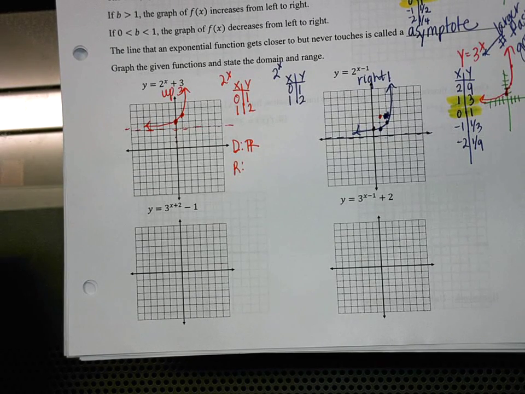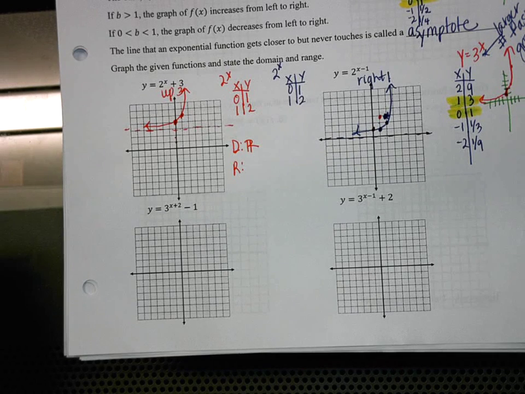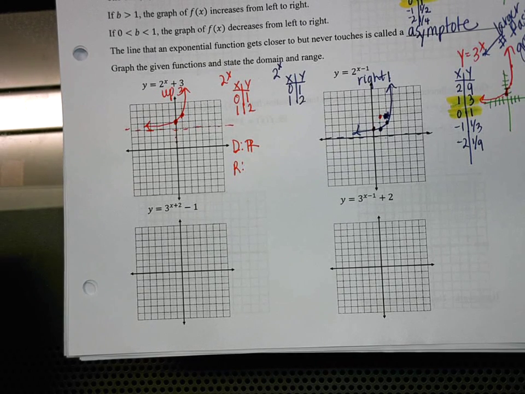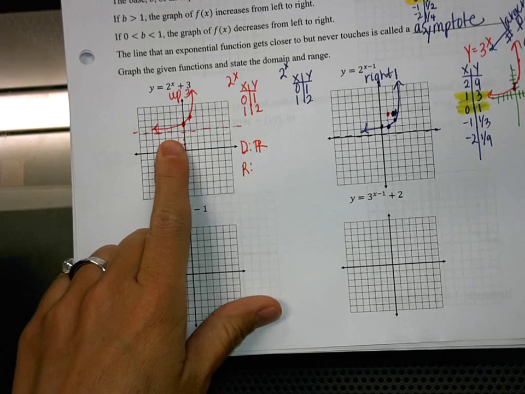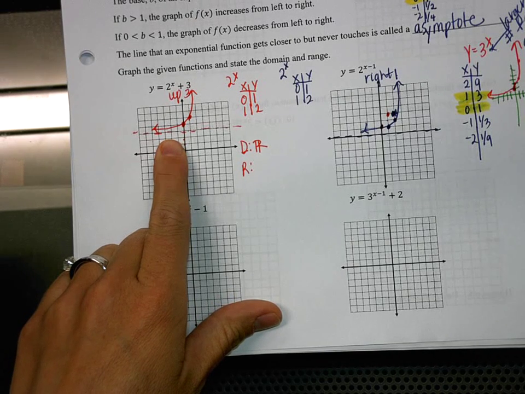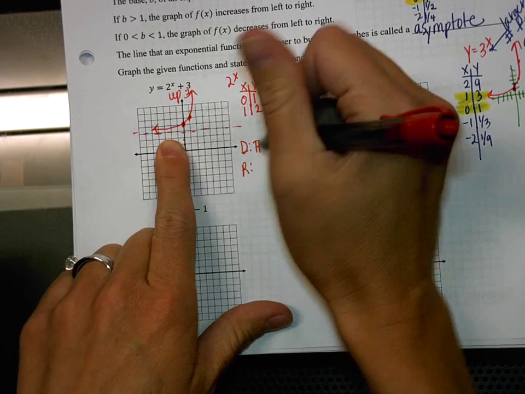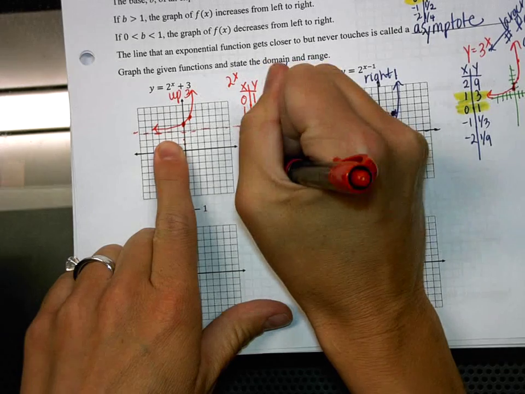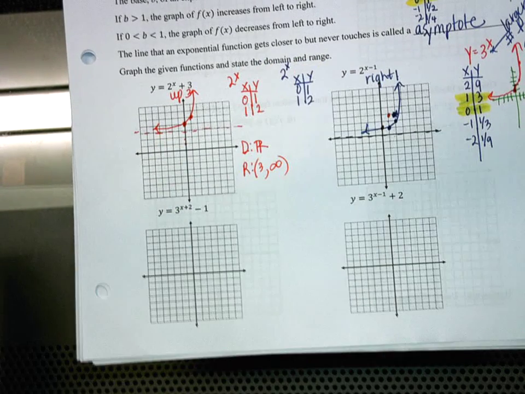And your range. Now, remember how I said it's getting really close to something, but it's never actually touching it? Do you think we would use a bracket or a parenthesis? Parenthesis. Because a bracket is when it equals that number. When we had a point at it, it equaled that number. Well, here it's going to get really, really close to 3, but it's never going to touch it. So we're going to use a parenthesis, and it's going to be 3 to positive infinity.